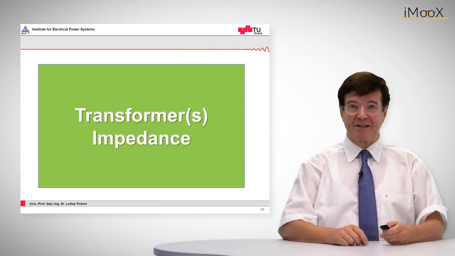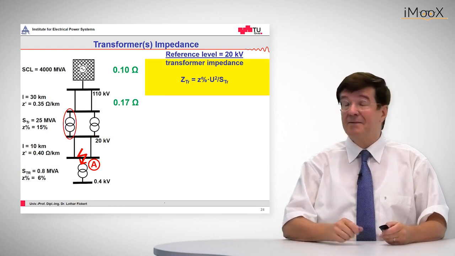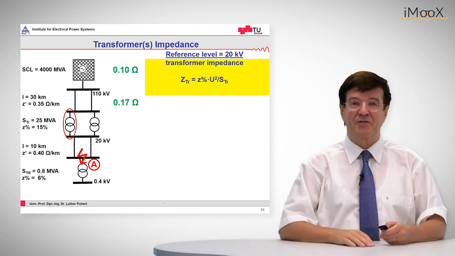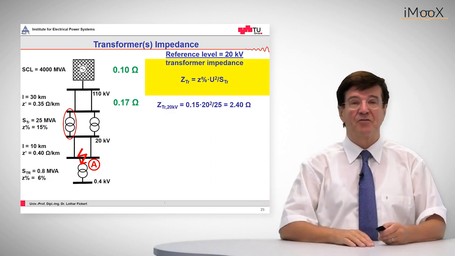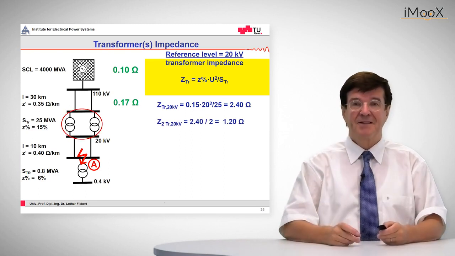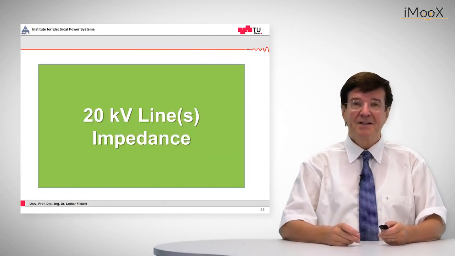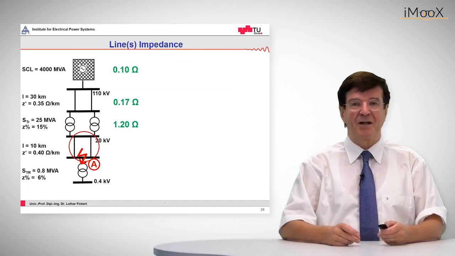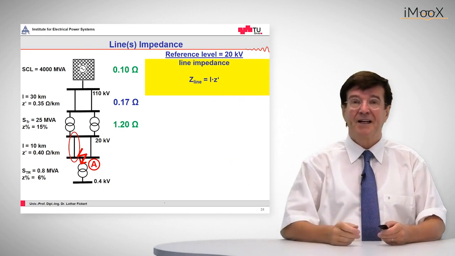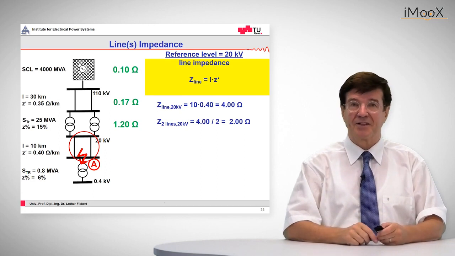Next is the transformer impedance. The transformer impedance is given by the percentage voltage times U squared divided by the apparent power of that transformer. And in this case we obtain for one transformer 2.4 ohms, and two transformers in parallel is half of that. So this is the transformer impedance. The line impedance is calculated as before by applying the specific impedance times the length, and we obtain 4 ohms for one line. We have two in parallel, so the lines altogether are 2 ohms.